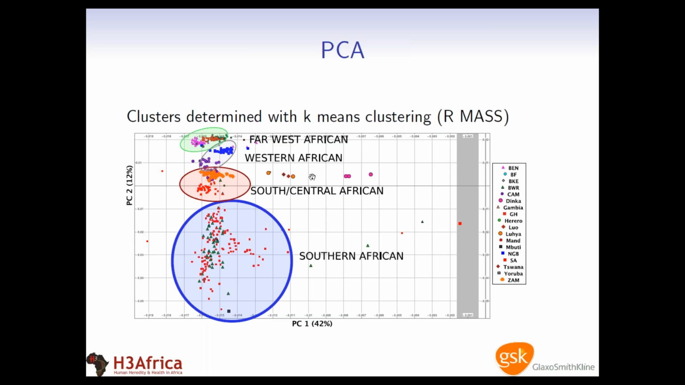To start characterizing this, we ran a principal component analysis on these, including some data we had from the H3Africa genotyping array. We decided to visualize these on a PCA, and we see that we have overall broad representation of Southern Africa, South Central Africa, Western Africa, and Far West Africa. Now these circles that I've drawn here are just diagrammatic. We clustered the samples with k-means-based clustering using our PCA.